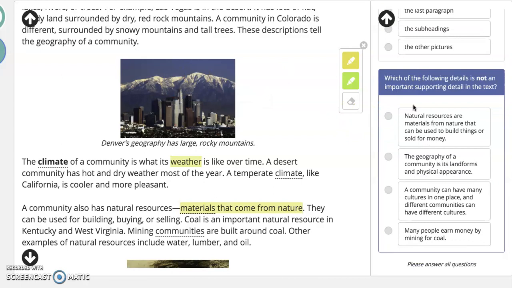And here's our last one for the day. Well, multiple choice. Which of the following details is not an important supporting detail in the text? Which one of these is not important? Natural resources are materials from nature that can be used to build things or sold for money. The geography of a community is its landforms and physical appearance. A community can have many different cultures in one place, and different communities can have different cultures. Or many people earn money by mining for coal. Pause and answer the question.